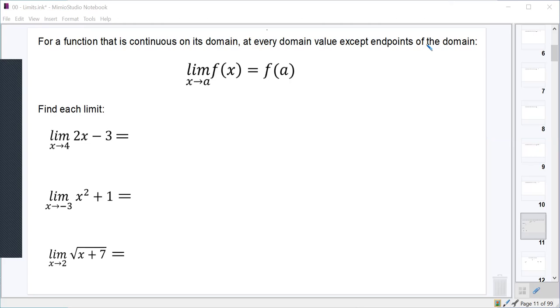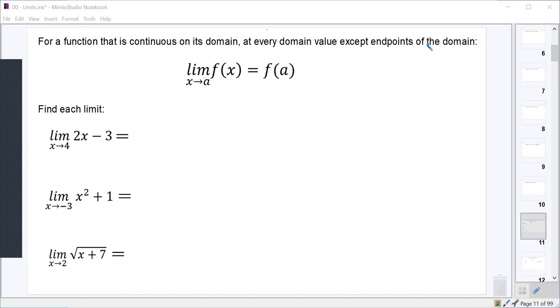Then at every domain value, except possibly the endpoints of the domain, the limit as x approaches a of f of x equals f of a. Really, all this is saying is if a function is continuous at a for some interval surrounding a, then its limit is just the value of the function.